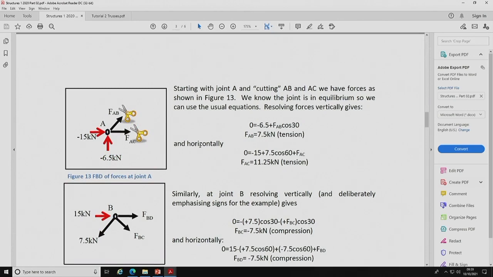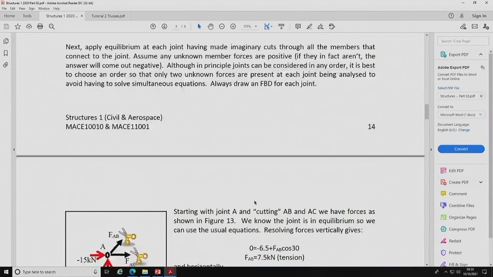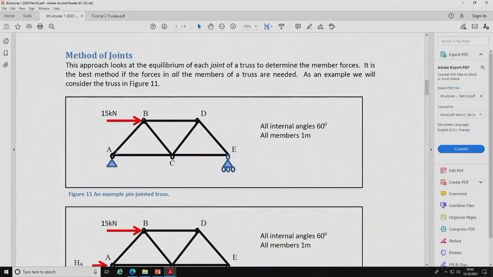Okay, so that's for joint A. Member AB has got a tension force of 7.5 kilonewton, and member AC has got a tension force of 11.25 kilonewton. What does this mean? FAB is under 7.5 kilonewton. If I go back to the truss, that means this member AB, for the whole length, and I repeat, for the whole length, is under a force of 7.5 kilonewton. So each part, if you isolate a part near the joint, or in the other joint, would be subjected to a 7.5 kilonewton pull force on two sides.